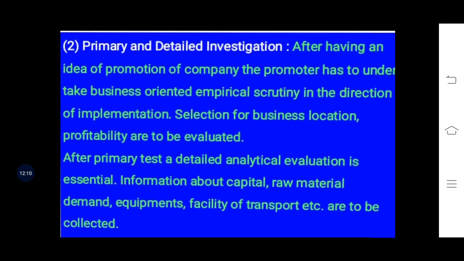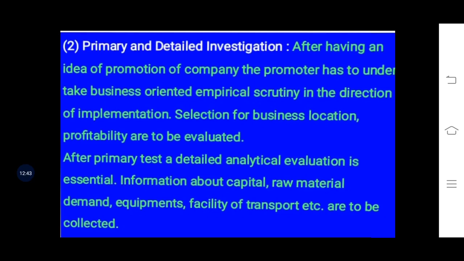Now the idea is with the promoter, but the question arises whether that idea will be successful or not. For that, investigation is made in detail. That is known as primary and detailed investigation, because it is done before commencing the company. So that is why this is the primary and detailed investigation.